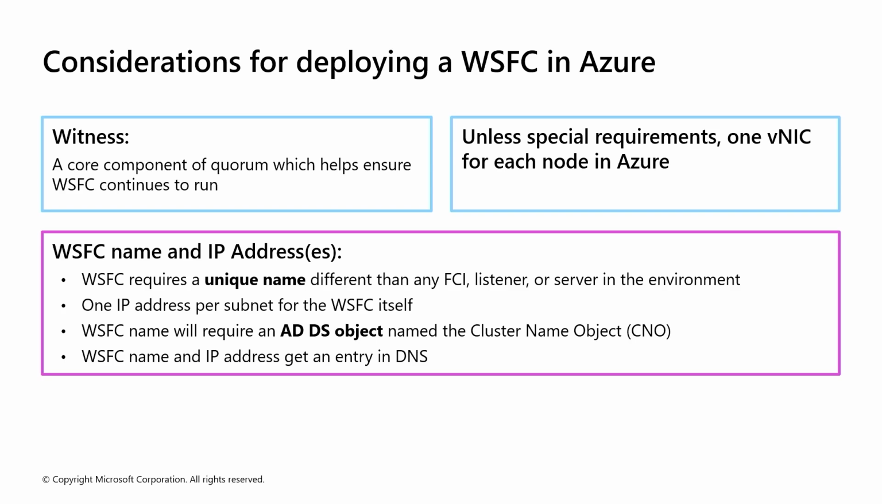Each Windows Server failover cluster must have a unique name, distinct from any other FCI listener, and also have a server, and it requires one IP address per subnet. The WSFC name must be registered in DNS, and it needs to be associated with the cluster name object, the CNO, in Active Directory Domain Services. While each node typically uses a single virtual NIC, DHCP warnings during cluster validation can be safely ignored.